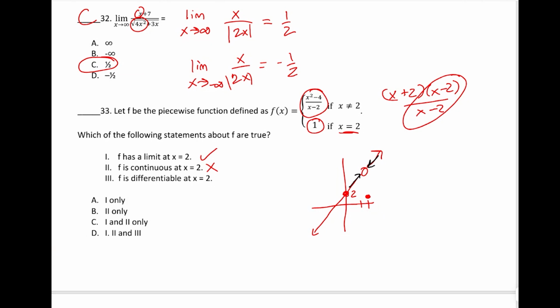And if a function is not continuous, it can't be differentiable. So if it's differentiable, it will for sure be continuous. Differentiability implies continuity, not the other way around, though. It could be continuous and not differentiable. For example, the absolute value function has a sharp turn, so it's continuous but not differentiable. So if something's differentiable, then it's for sure continuous. But we can also say the contrapositive is true too: if it's not continuous, then it's not differentiable. So the answer here is A.